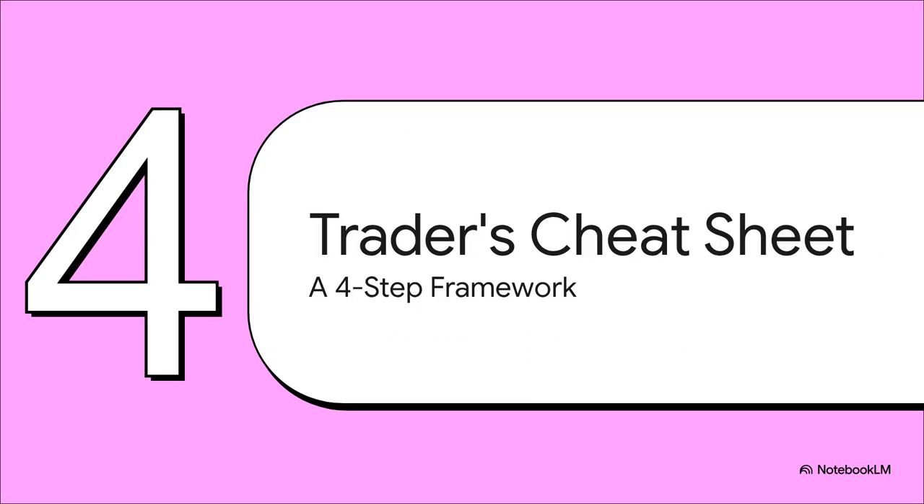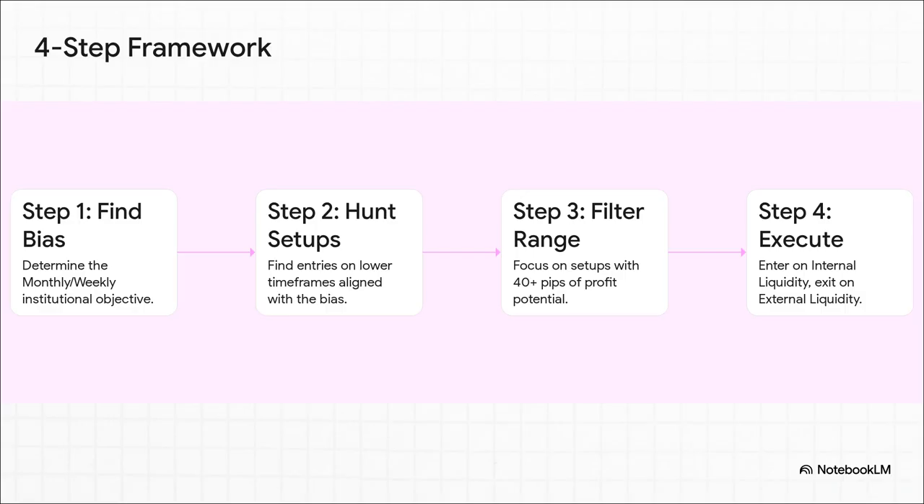Okay, I know that was a lot of theory, so let's boil it all down into something super practical. We're going to create a simple 4-step framework you can use. Think of it as your trader's cheat sheet for reading the market's agenda. Here it is, 4 simple steps. Step 1, you've got to start big. Go to your monthly or weekly chart and figure out the bias. Where's the market really trying to go? Find that big target. Step 2, now you can drop down to your trading timeframes, the daily, the 4-hour, and start hunting for setups that are flowing in the same direction.